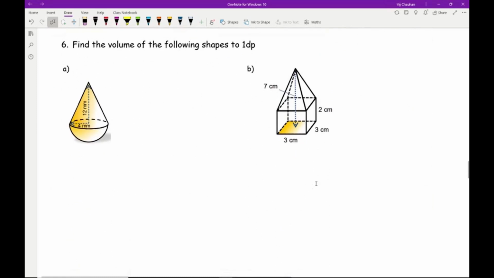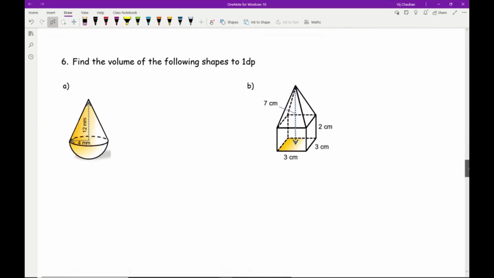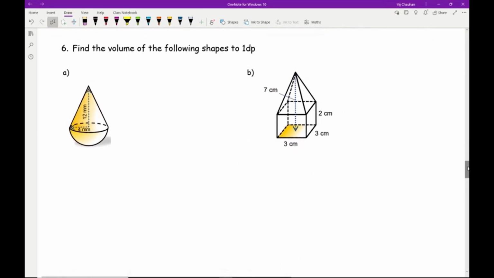Now moving on to question 6, this is what we call compound shapes. This is where you've got numerous 3D shapes joined together to make one mega shape. So from this, what you want to do is spot which the two shapes are. So for this, with regards to A, here you can see I've got a cone, and for the second one I've got a hemisphere.